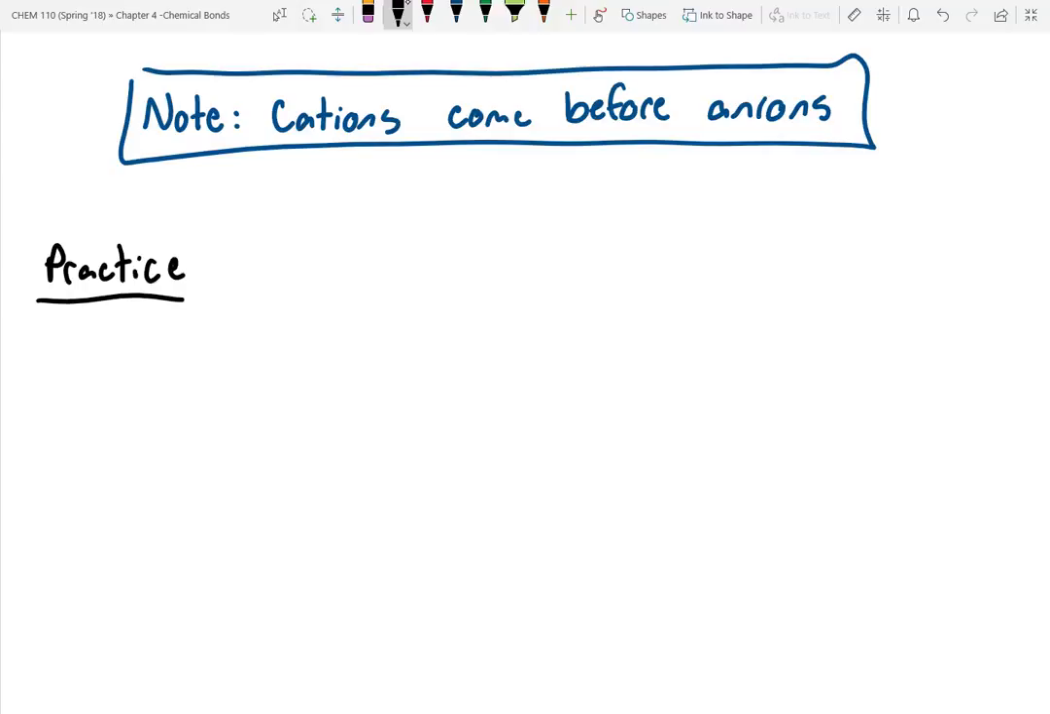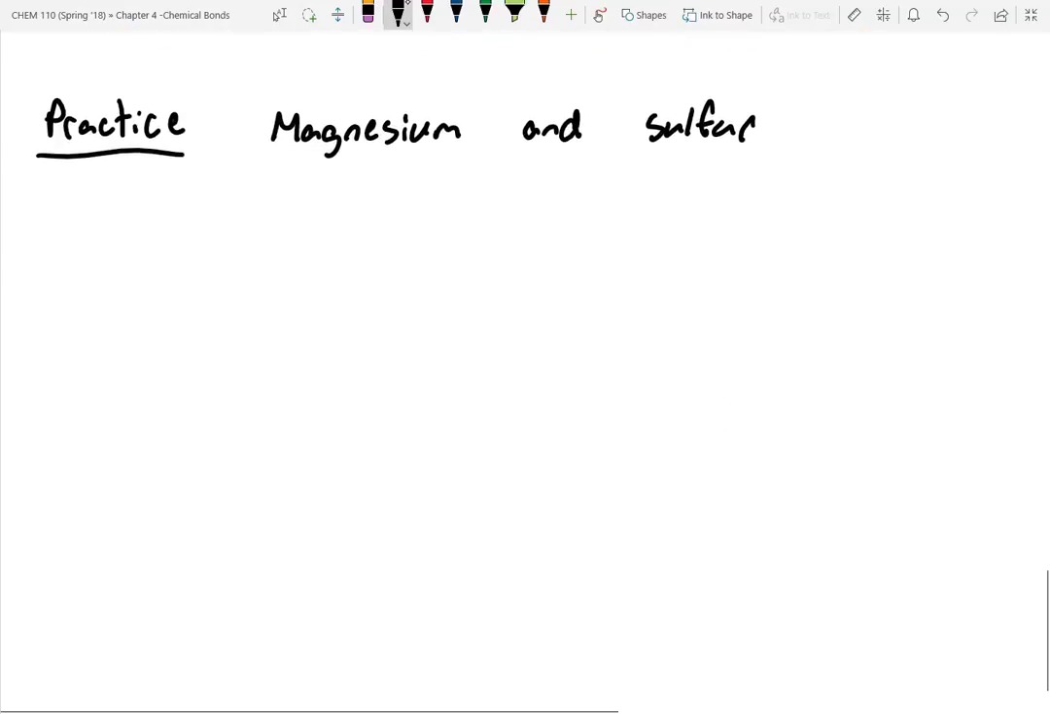All right, let's do magnesium and sulfur. Figure out what ionic compound occurs when you mix magnesium and sulfur. With the 2 minutes that we have left.